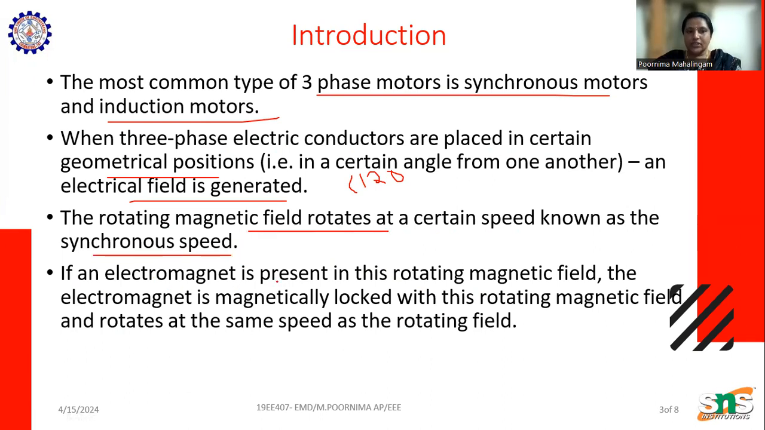If an electromagnet is present in the rotating magnetic field, the electromagnet is mechanically locked with the rotating magnetic field and they rotate at the same speed as the rotating field. Here the magnetic locking is very, very important.